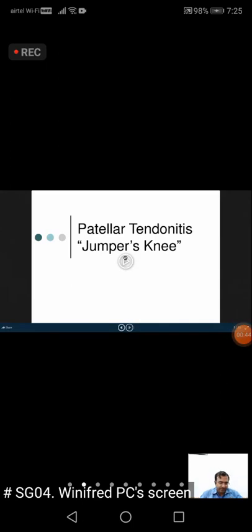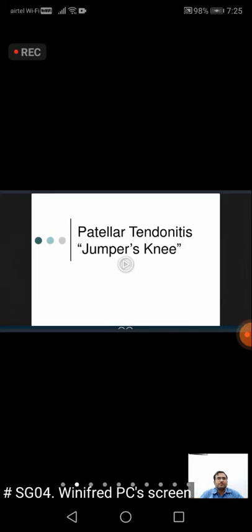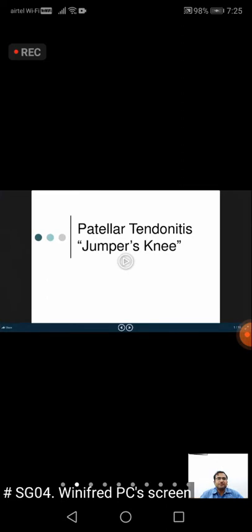So today we'll be discussing jumper's knee. Although it's a bit of a simple topic, it still requires more clarification, like how we progress with the NIBS treatment for treating patellar tendonitis. Although it's an easier one, there are still a few things that we need to include in our treatment protocol. So that is why we thought of discussing this too.